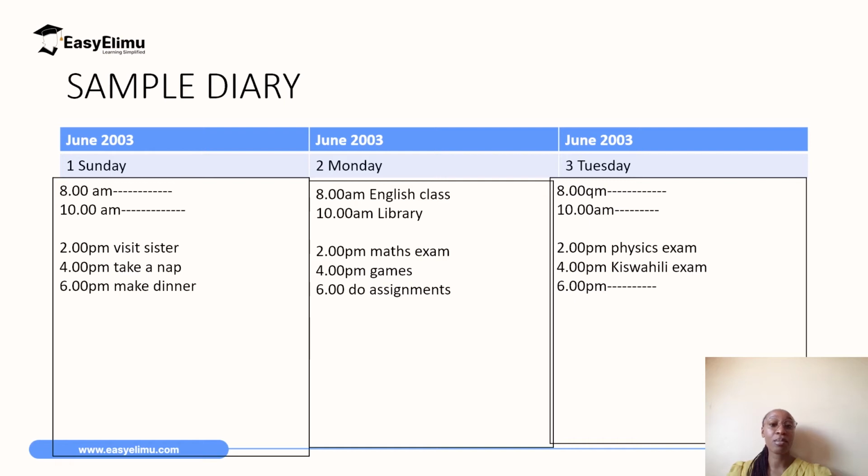So in this sample, this particular person did not have anything assigned for 1st June 2003 at 8 a.m. They also did not have anything assigned for 10 a.m. So those two are blank. But 2 p.m. it's written, visit sister. 4 p.m. take a nap. 6 p.m. make dinner. So that's for the first day, which is Sunday.